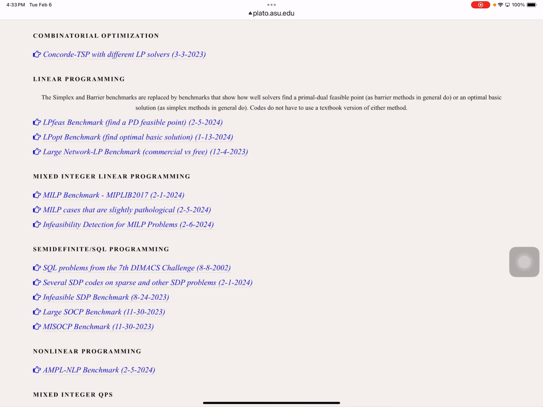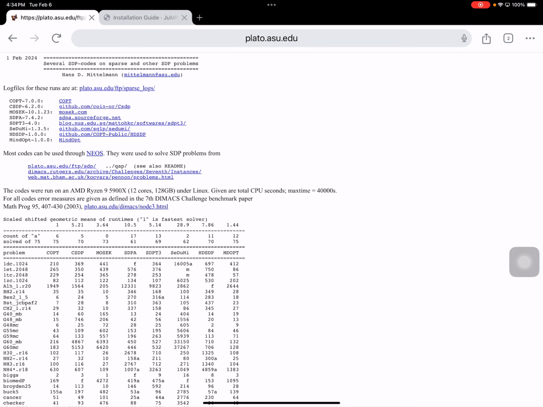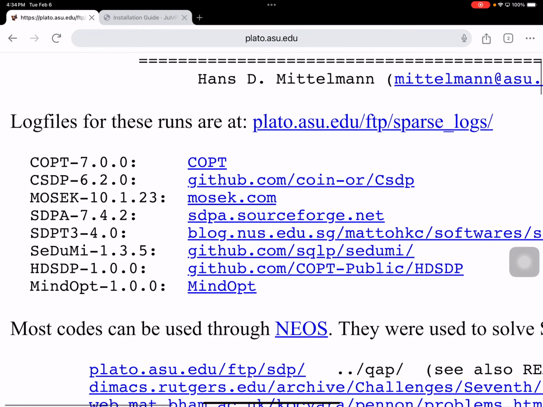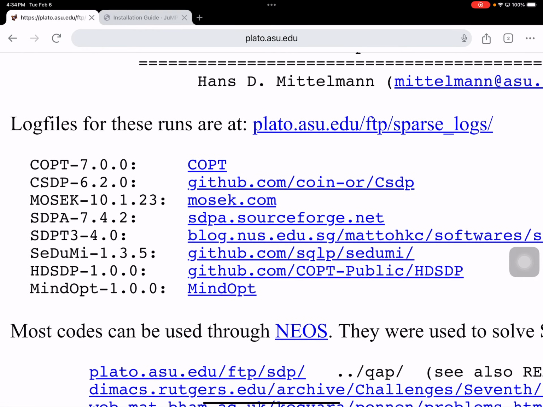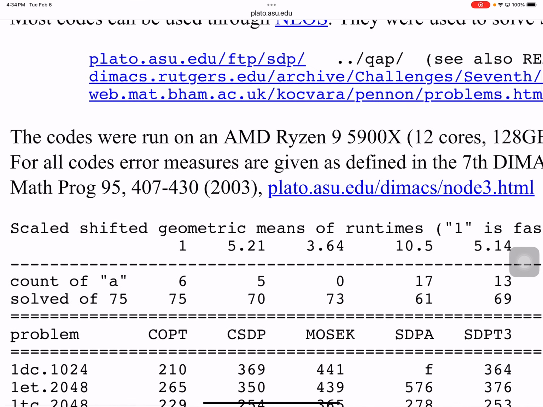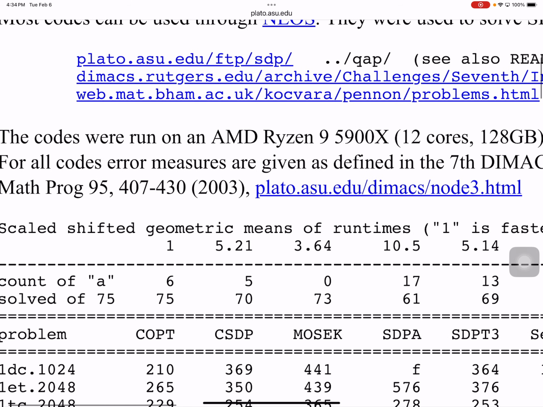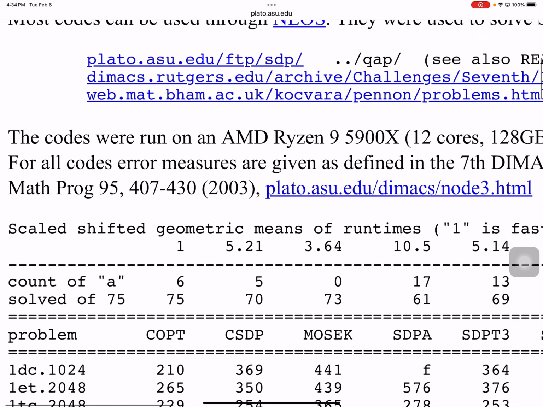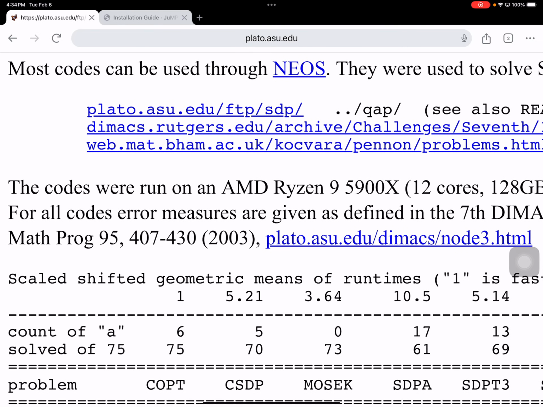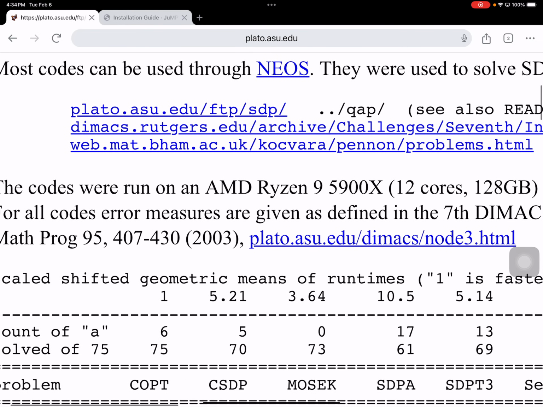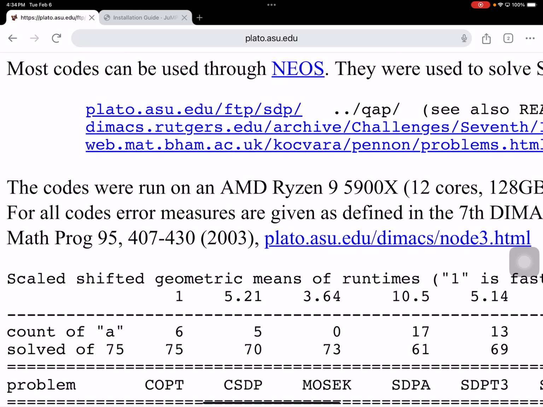If you click on, for example, the link on the SDP solvers, maybe the font is too small here. Here are all the solvers he benchmarked that can solve SDP. Those include solvers like COPT, MOSEK, and so forth. The first row of this benchmark result shows, across all the benchmark instances, the geometric mean of the runtime. So 1 is the best, so the first one is the best in this case.